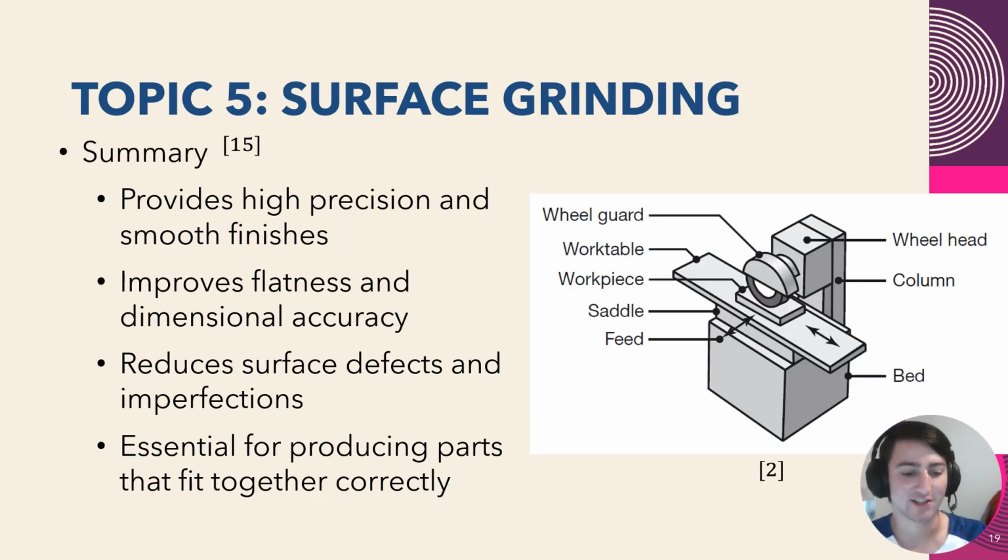To summarize that, it provides high precision and smooth finishes, as well as improves flatness and dimensional accuracy. It reduces surface defects and imperfections, and it's essential for producing parts that fit together correctly. We can see over here in this diagram that usually we have a grinding wheel here, and the workpiece below it that's getting worked on, and then a shiftable bed using some dials that we'll see in the next slide.